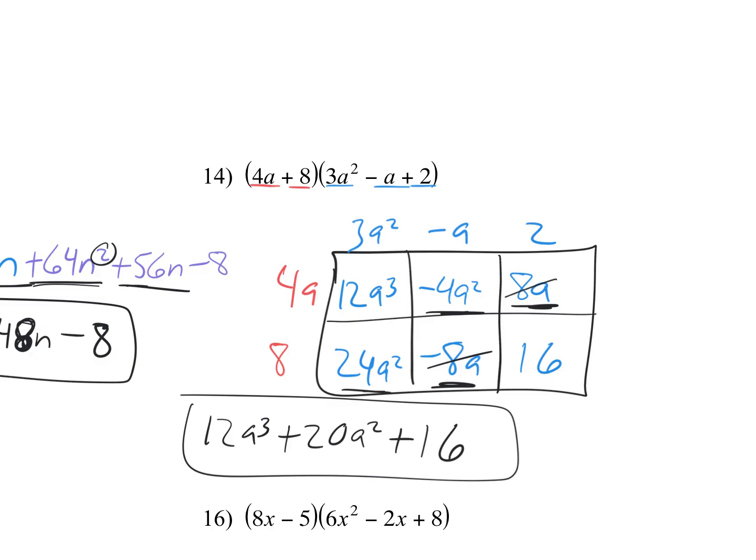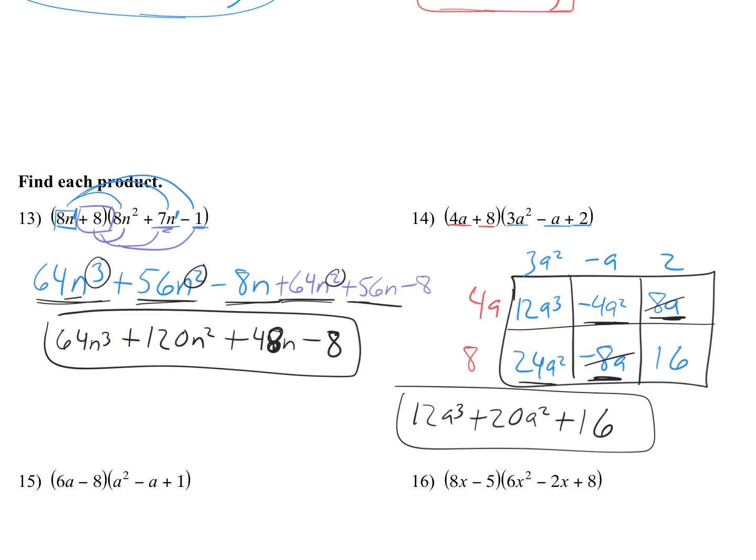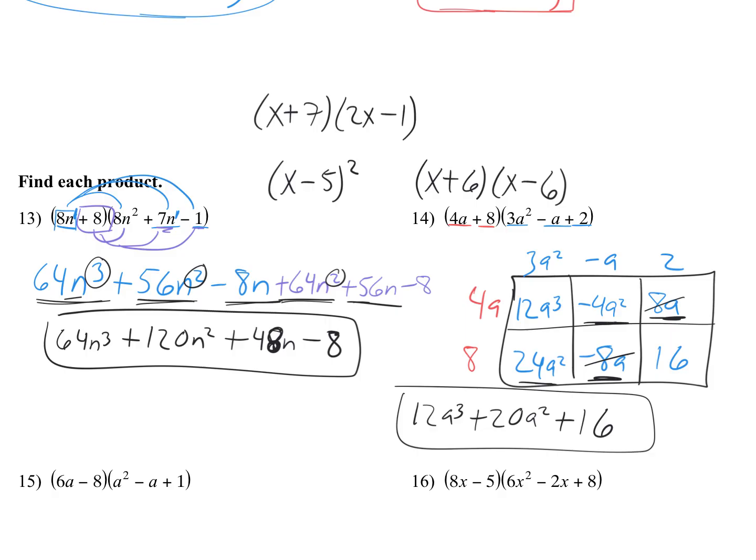All right, so 2 ways to do these kinds of problems. You might see one of these on your test. You'll definitely see a lot of the stuff that we did yesterday. So if you had a binomial times another binomial, or you might see the special cases. So you might see something like a binomial squared, or you might see a sum and a difference. In all of these cases, you can FOIL it.